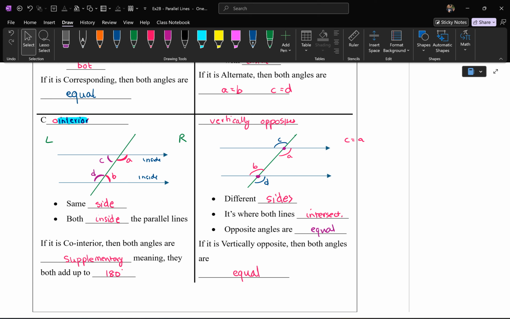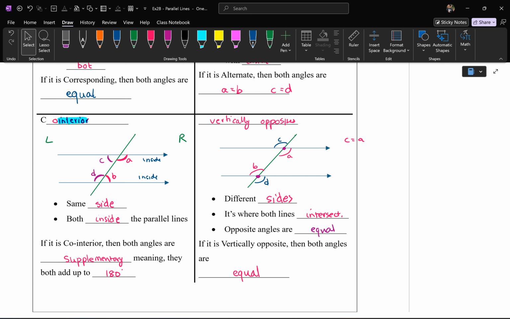Co-interior is the easiest one to remember because they're both inside the parallel lines. And vertically opposite is one of the easiest ones to remember too. Find the intersection. Directly opposite is equal. That's how you start to distinguish which one is co-interior, which one's vertically opposite. There will be questions where it's neither. Not any of these four.